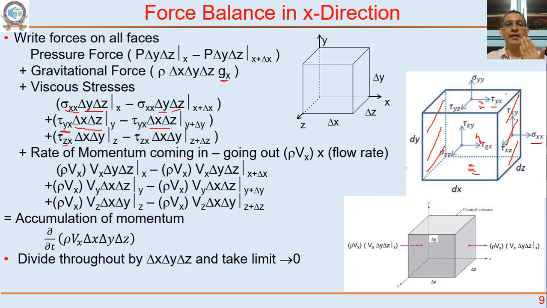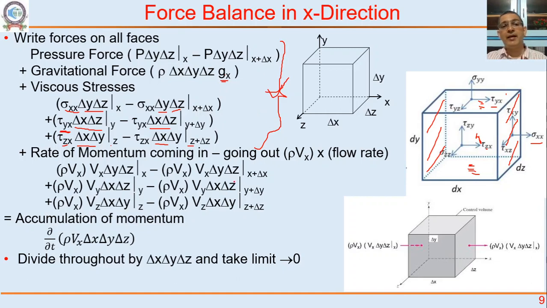Tau zx: molecular motion is in the z direction. The plane is perpendicular to the z-axis. Perpendicular to the z-axis is the front face and the back face. The area of the front face and back face is delta x delta y, at z and at z plus delta z. These are straightforward. We have been talking about this all the while.